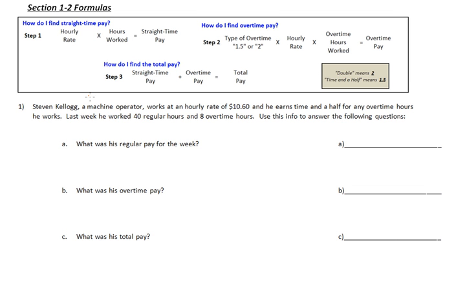So, Stephen Kellogg is a machine operator, and he works at an hourly rate of $10.60. He earns time and a half for any overtime hours. So he doesn't get double, he gets time and a half. That's what he gets. Okay? Last week, he worked 40 regular hours, and he also had 8 overtime hours. Now, as I was reading this, you probably saw me using some colored underlines to kind of mark up this paragraph.